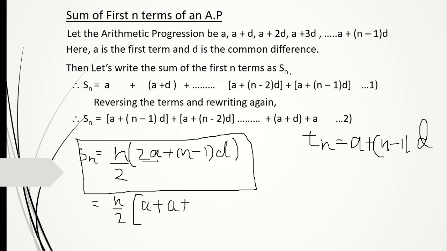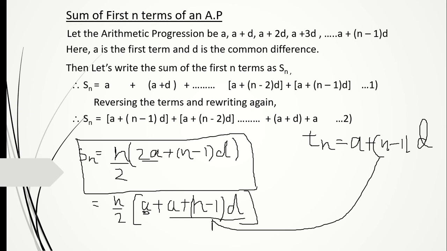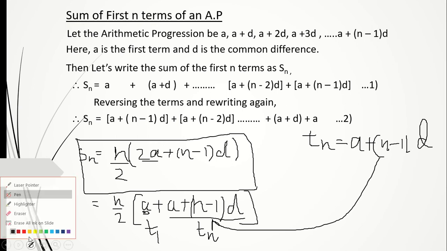Plus, see this 2a I have only written as a plus a, and this n minus 1 d is kept as it is. Okay, now see, a is the first term of the sequence and this is the nth term, right? Tn. a plus (n minus 1)d is the nth term, Tn. Right, and this a is what? The first term of the sequence. So we got another formula.